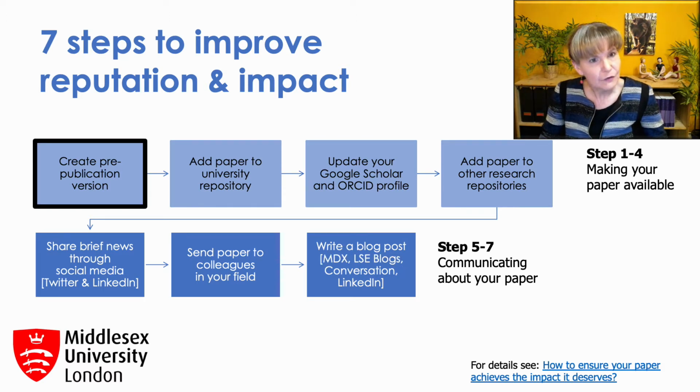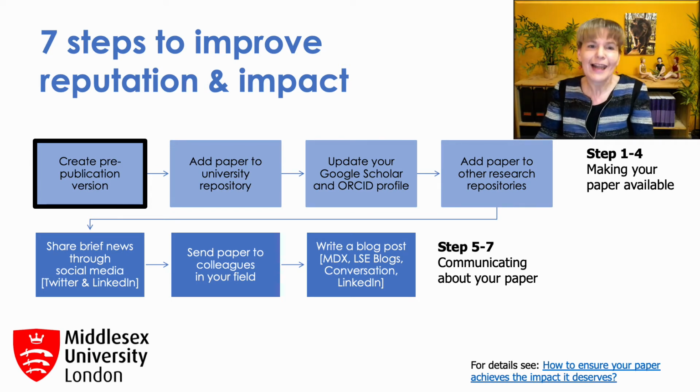Now, the first thing to do, as soon as you have your paper accepted for a journal, is to create a pre-publication version. So what's that, a pre-publication version? Well, it's basically the paper that was accepted for the journal, but not in the journal formatting. It's your own formatting. Now, nearly all publishers allow you to share this pre-publication version on the various social media. I would say probably about 90%.